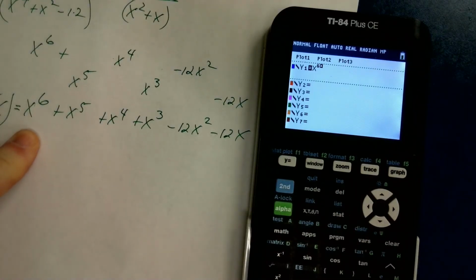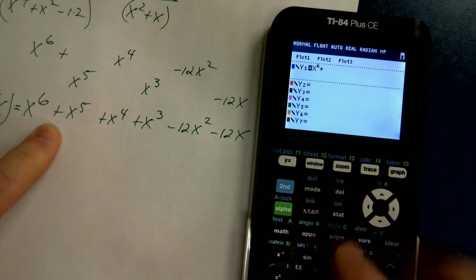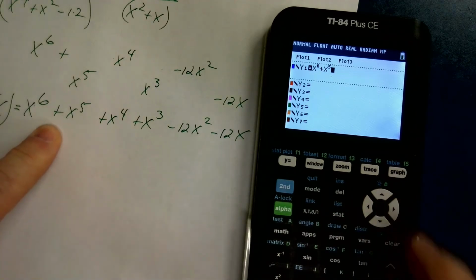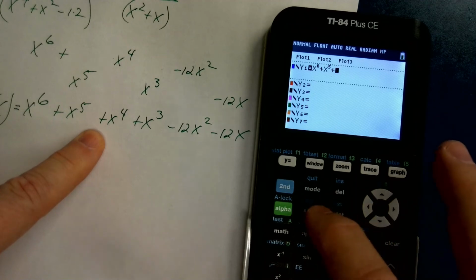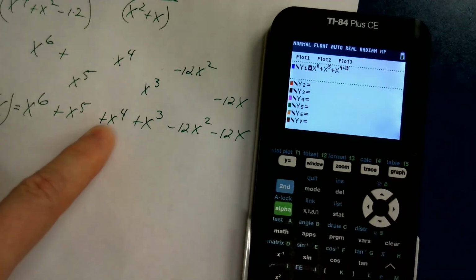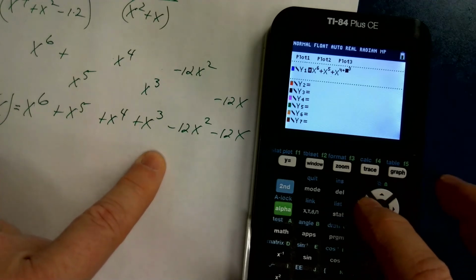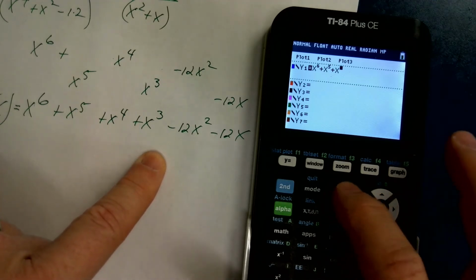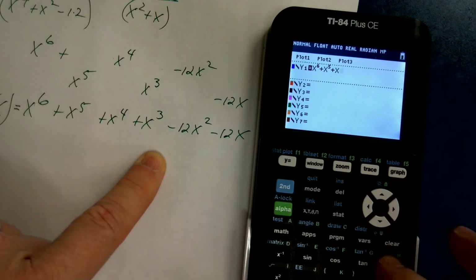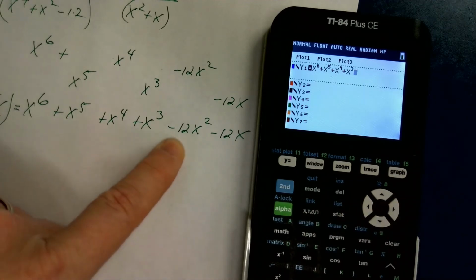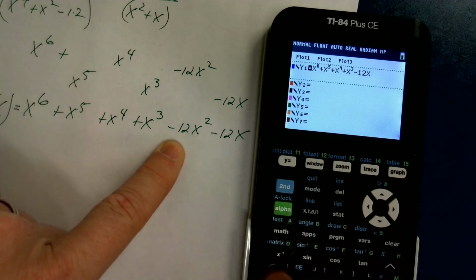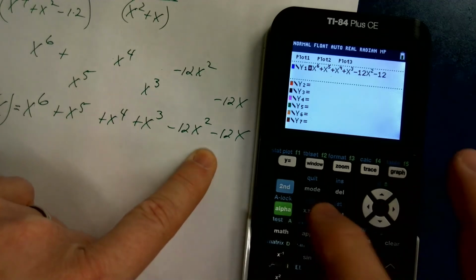X raised to the 6th plus x raised to the 5th plus x raised to the 4th plus x raised to the 3rd. Oh crud, I missed it. x raised to the 4th plus x raised to the 3rd minus 12x squared minus 12x.